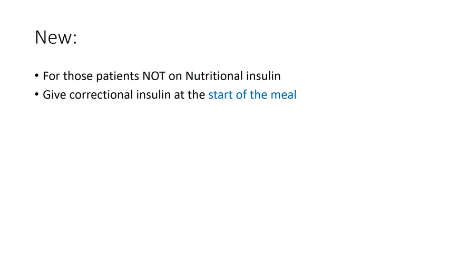For those patients not on nutritional insulin, you can give correctional insulin at the start of the meal. So not all patients will be on nutritional insulin. So here's a new thing. You'll take the blood glucose just before the meal and you'll just give the correctional insulin with the meal. And they recommend at the start of the meal.